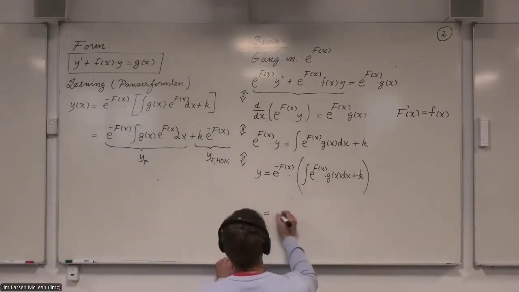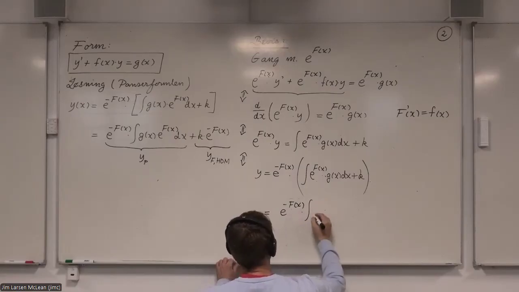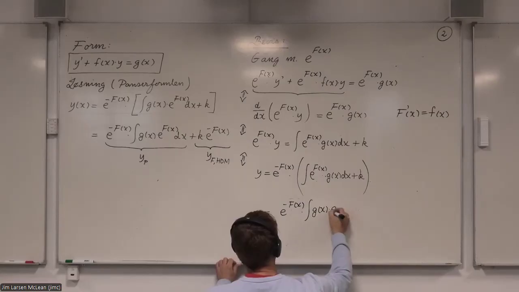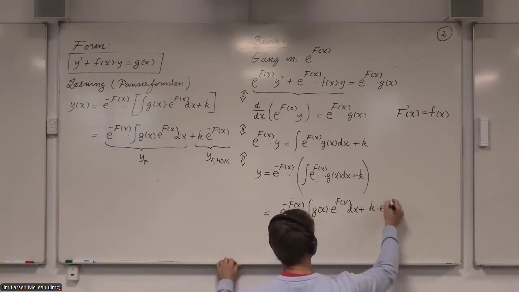Now we have the standard form. I'll just write the first term first; the order of the terms doesn't matter. And then plus k times e to the power of negative capital F.